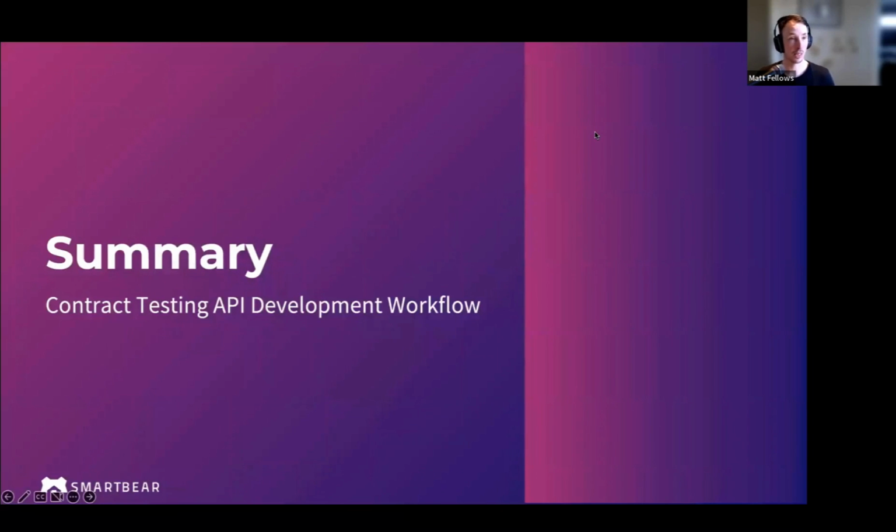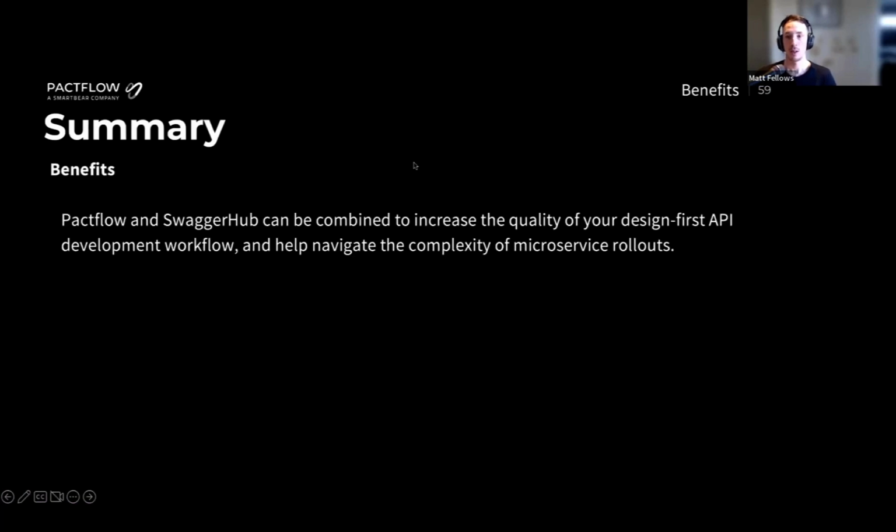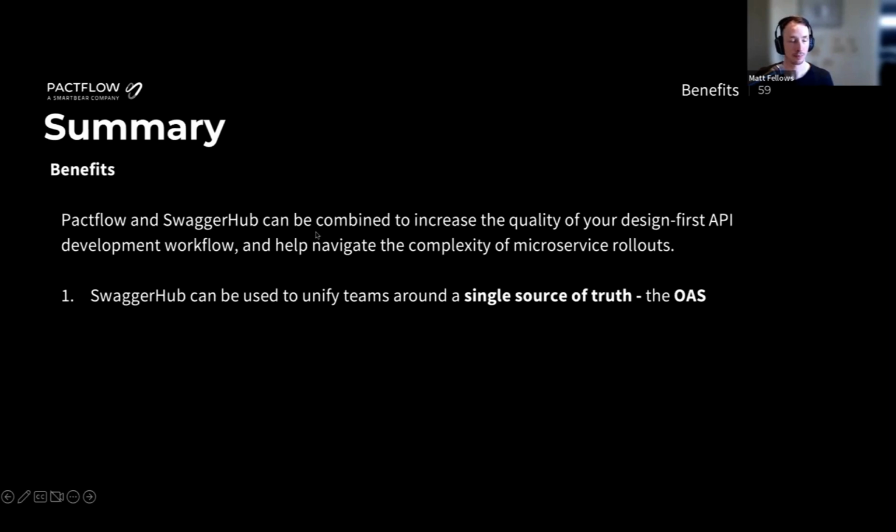Okay, so that concludes the end of the use case. Let's recap a little bit about what we discussed and what we learned today. So we looked at how microservice architectures present a number of challenges to development teams today, and that we're seeing this growing pain point around large-scale microservice rollouts, and teams are struggling to deal with essentially the chaos of microservices sprawl. Specifically, we saw how Pactflow and SwaggerHub can be combined to help address this by increasing the quality of your design-first workflow and navigate those complexities.